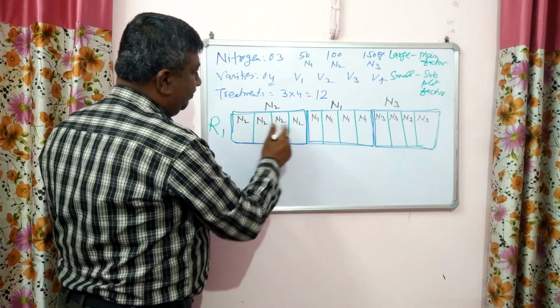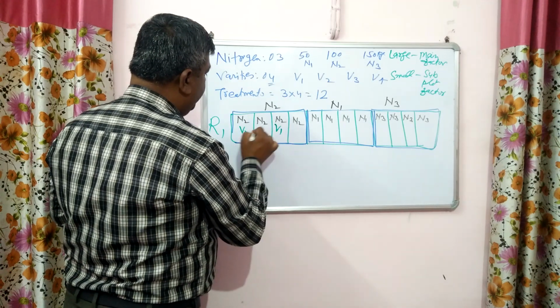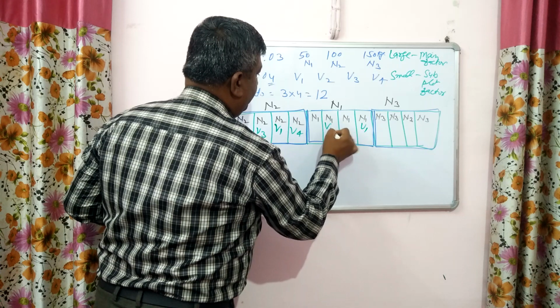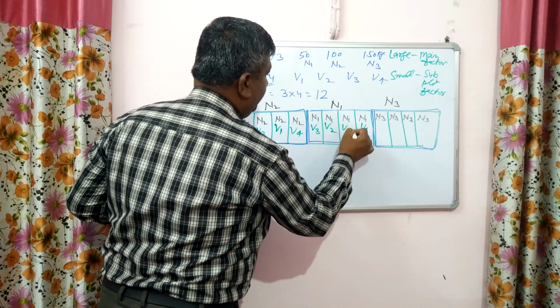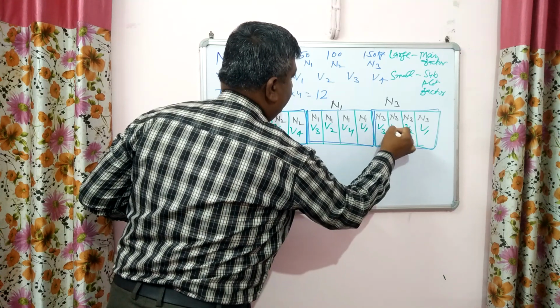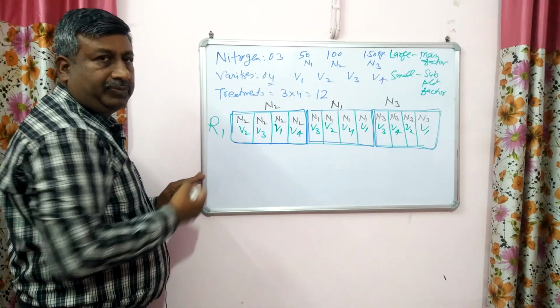Then randomly assign the varieties B1, B2, B3 and B4 within each main plot, namely B1, B2, B3 and B4, and again B1, B2, B3 and B4. So this is the layout.